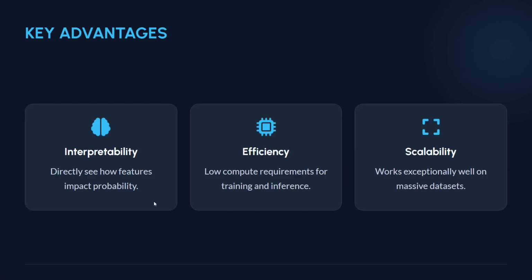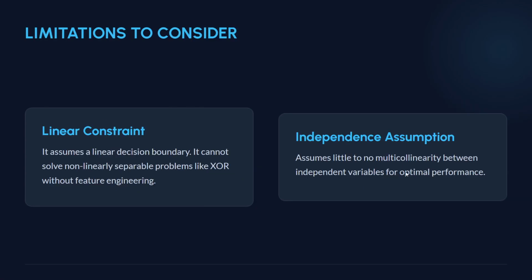Now, interpretability. You can directly see how features impact probability. This is the advantage of logistic regression. It has low compute requirements for training and inference, and works exceptionally well on massive datasets.